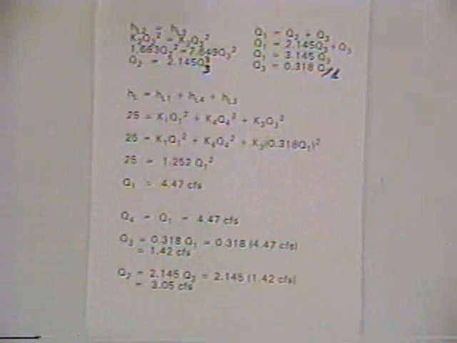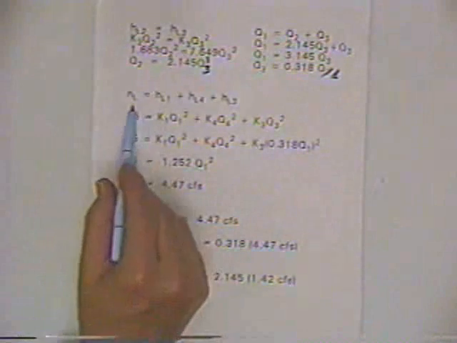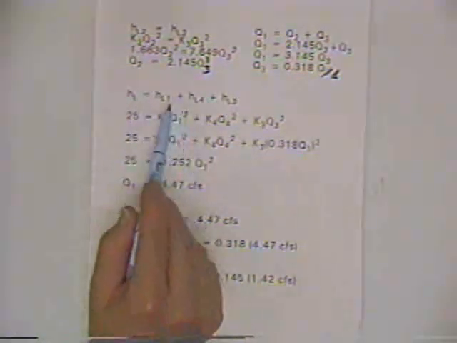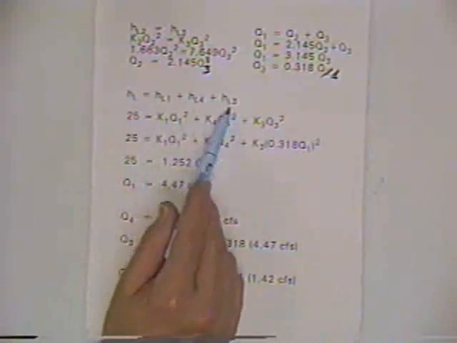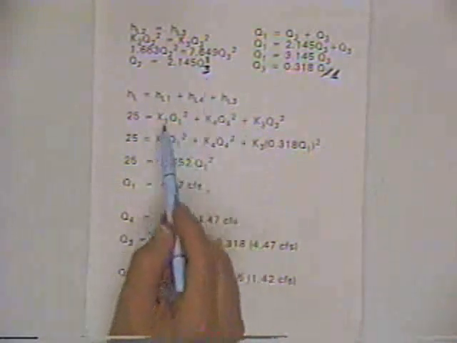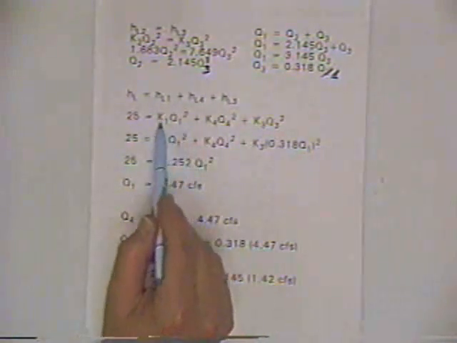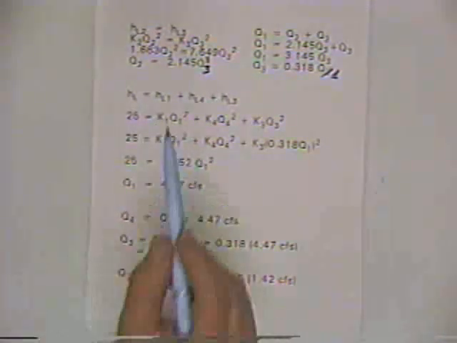Now, the other thing we know deals with head losses. We know that the total head loss from that one point to the other end of the system is just the head loss in the first pipe plus the head loss in pipe 4, and then I chose to use pipe 3 along that path. And head loss is always K times Q squared. The K's are just numbers from Darcy-Weisbach.